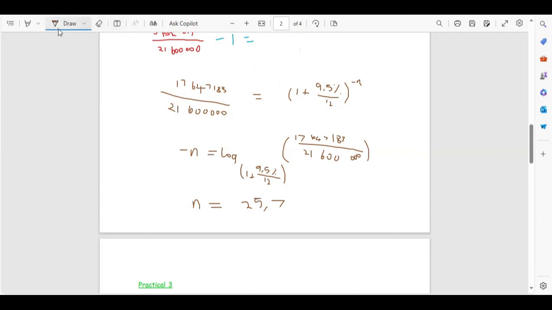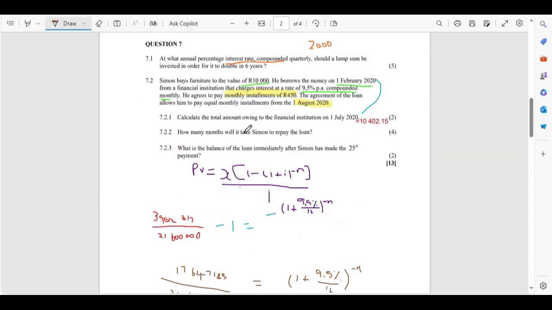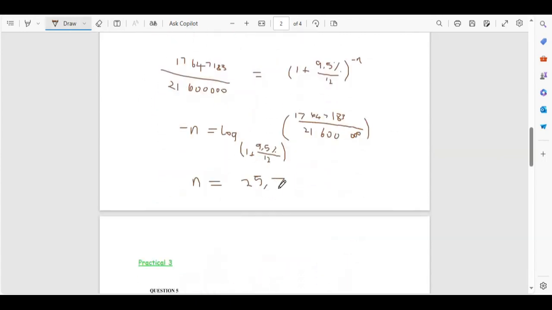Now, what was the question requiring us? How many months will it take for Simon to pay the loan? Now you need to round off because your month cannot be 0.7. So basically here, you would need to pay this off within 26 months. Now this should be your final answer.